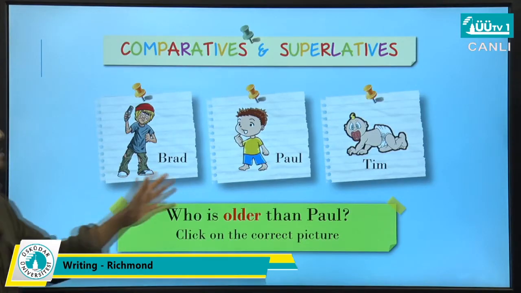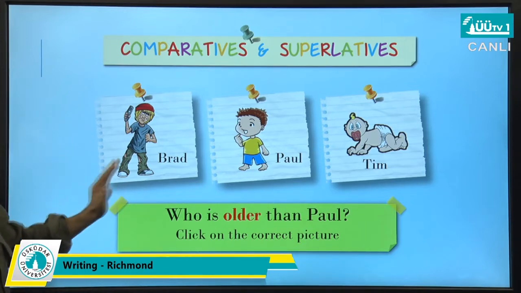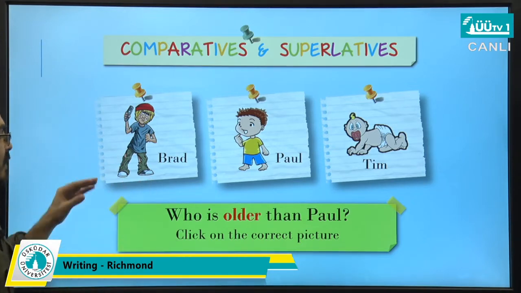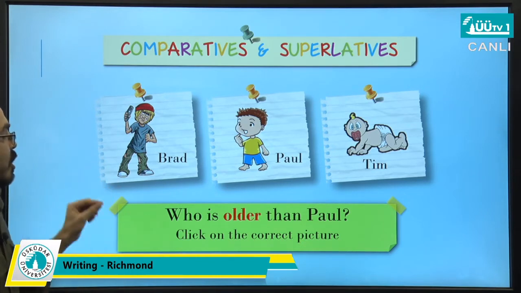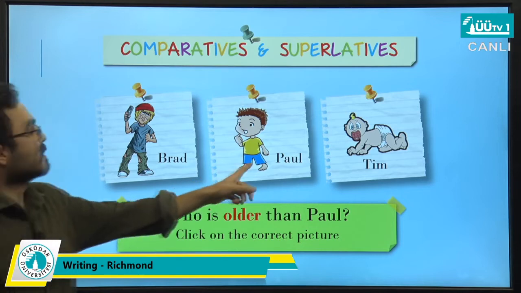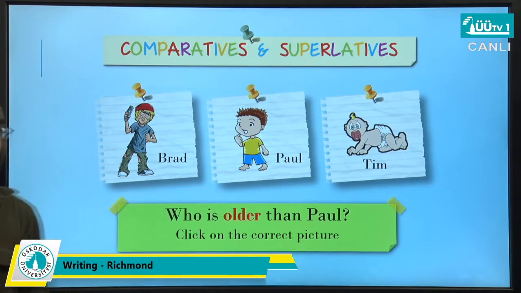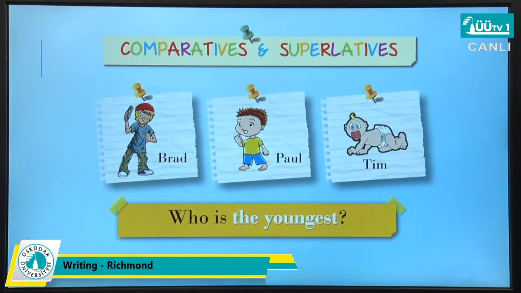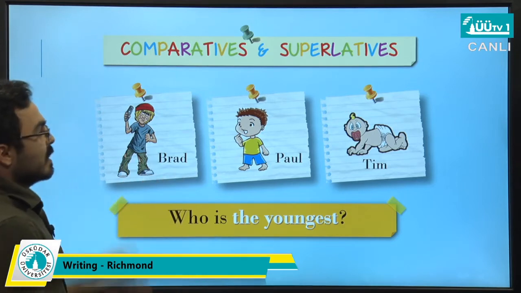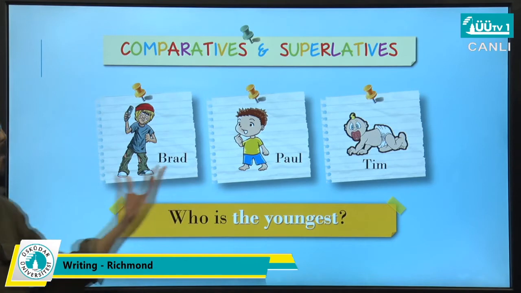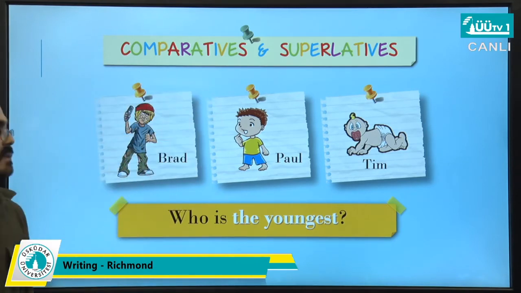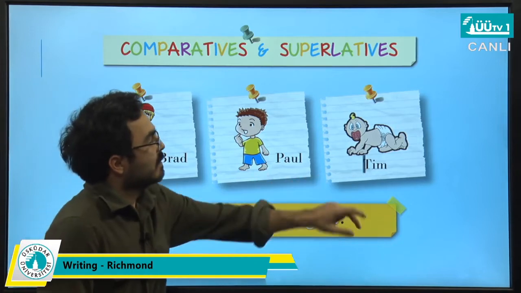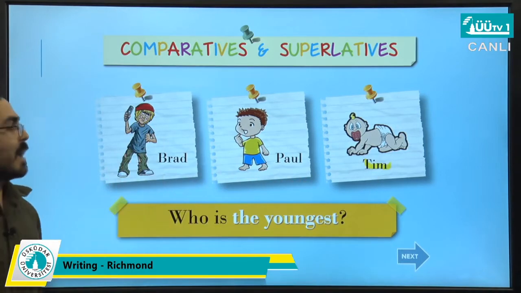Let's try to look at some exercises here. Now we are seeing three different male persons here, and one is older than another. Who is older than Paul? Let me give you some seconds to think about it. Right, Brett is older than Paul. So who is the youngest? When we see this, we have a baby here. So compared with these three, the youngest is Tim, because he is a baby.